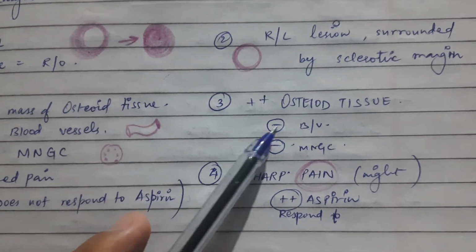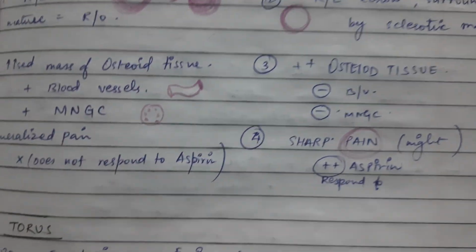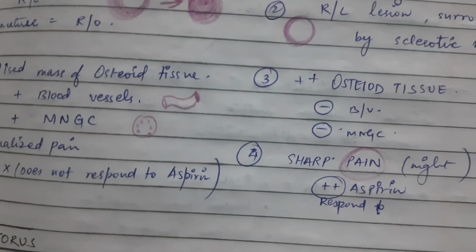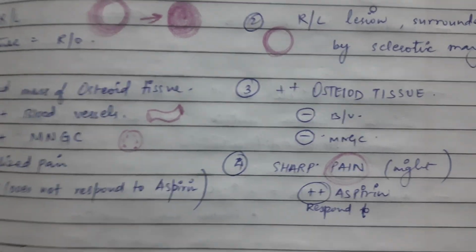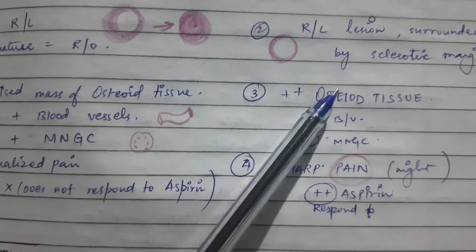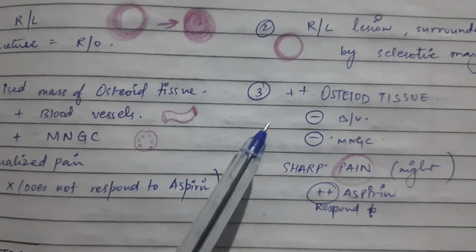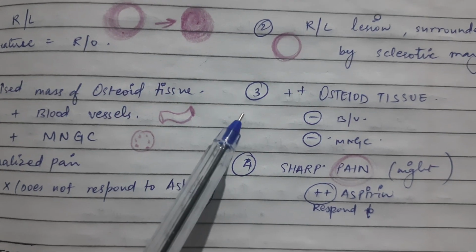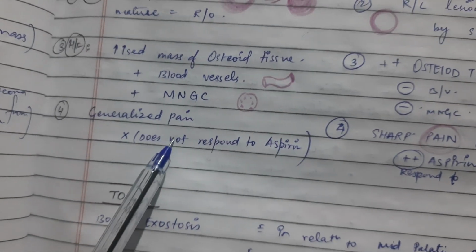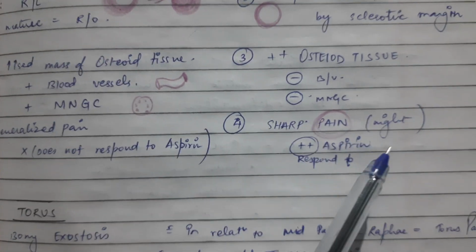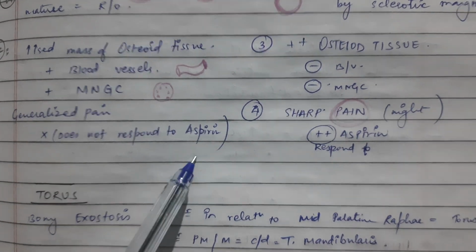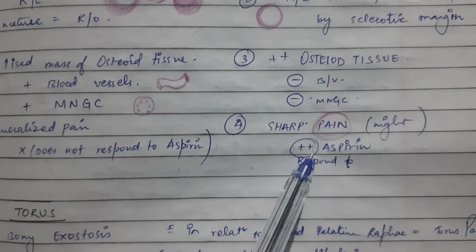In osteoid osteoma, osteoid tissue is present, but blood vessels and multinucleated giant cells are not, because it is small and does not have the space to keep them. In osteoblastoma, generalized pain is present and does not respond to aspirin. In osteoid osteoma, it responds to aspirin and sharp pain might be present.